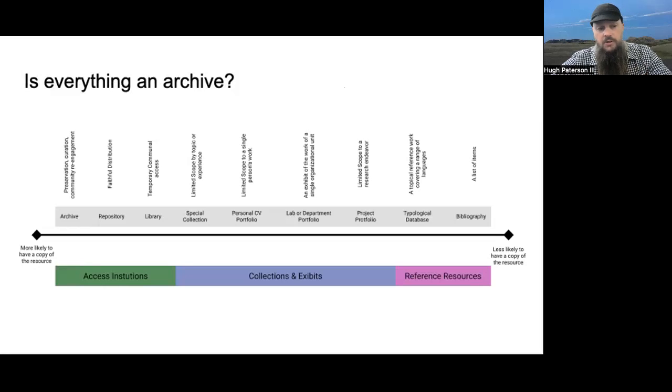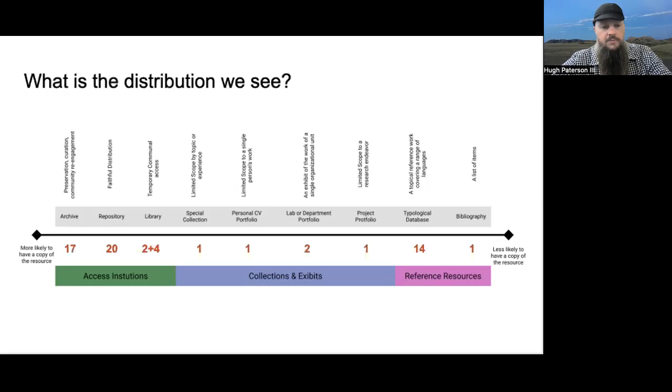I present here a typology that situates the data providers to OLAC across three broad categories: access institutions, collections and exhibits, and reference resources. There are some smaller categories there. In my slides, they're accessible and you can read those, but I'm not going to go over each and every one of them, as that is also the subject of a future talk at another conference.